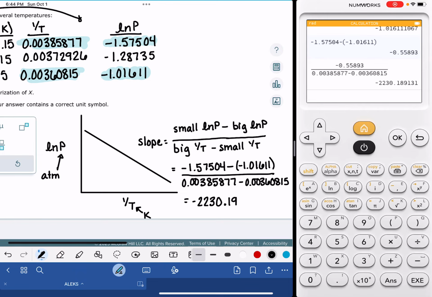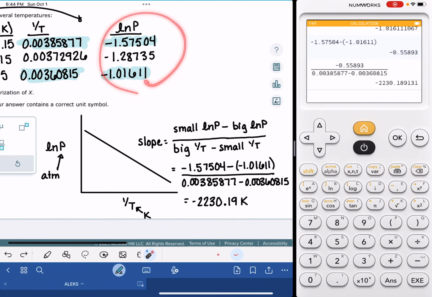So this is my value of slope, and it ends up having units of Kelvin. These natural log of pressures are unitless numbers, so these numbers here have no units at all. My temperature unit is 1 over Kelvin, so when I divide 1 over Kelvin, the answer that I end up getting just has units of Kelvin in it.